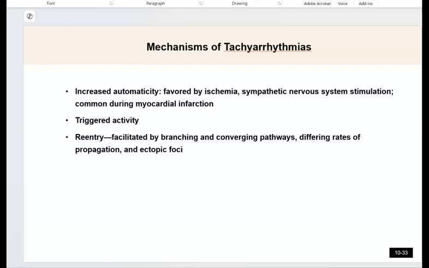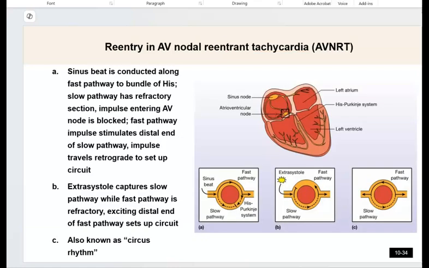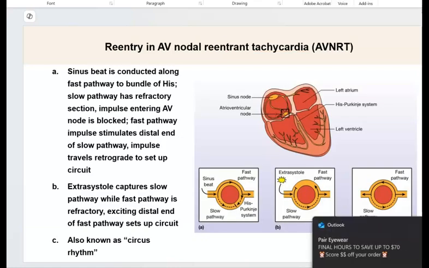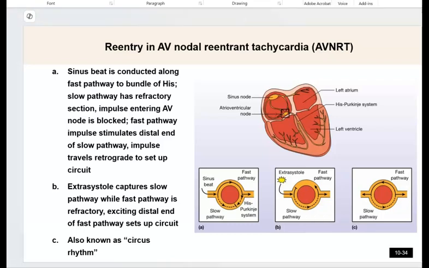Re-entry, they did a great job of explaining, it's facilitated by those converging pathways, whether it's anterograde or retrograde. That is explained very well in your Osmosis video, so I'm not going to go through that again with you. I do want to point out that it's also known as the circus rhythm.